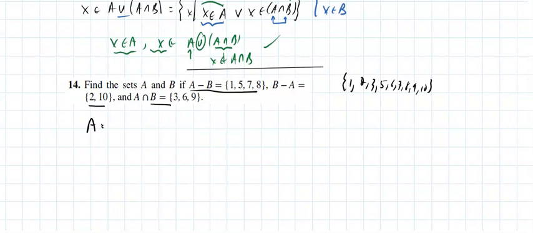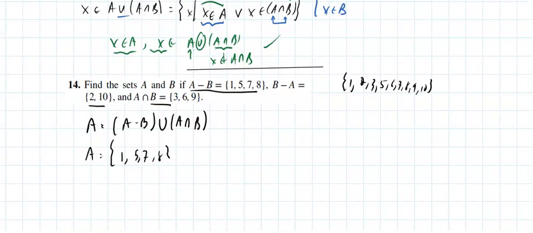So set A minus B union with A intersected with B. If I make set A, 1, 5, 7, 8 union with 3, 6, and 9, then that would be 1, 3, 5, 6, 7, 8, and 9.